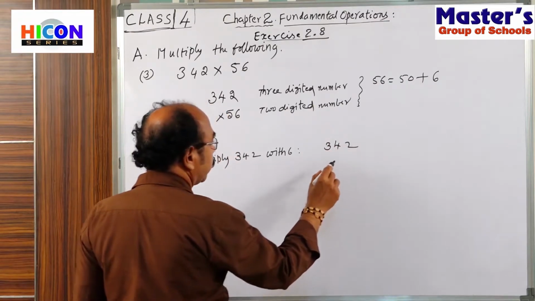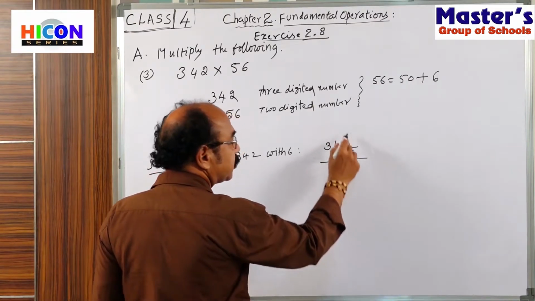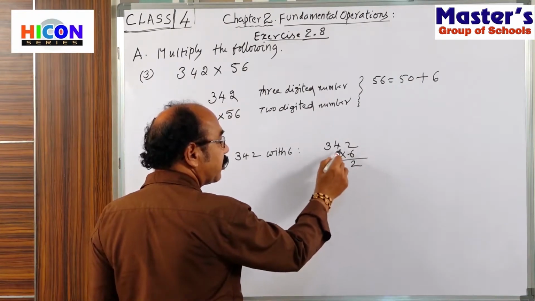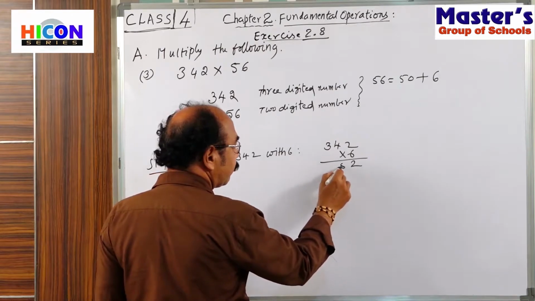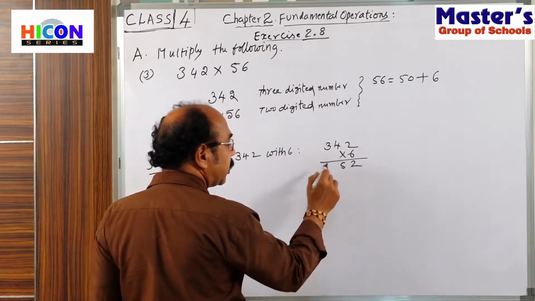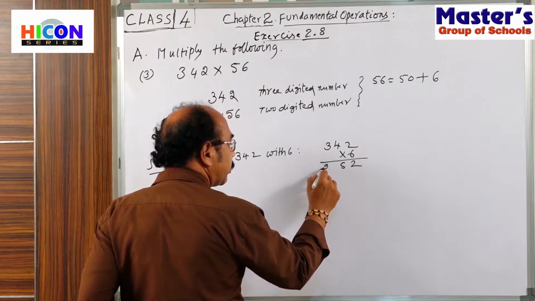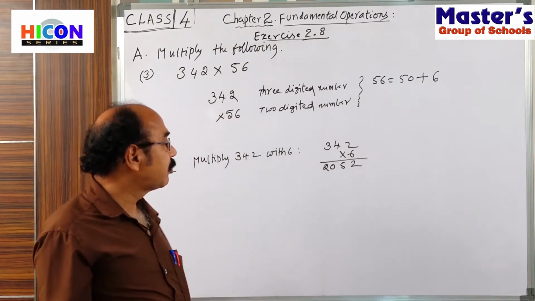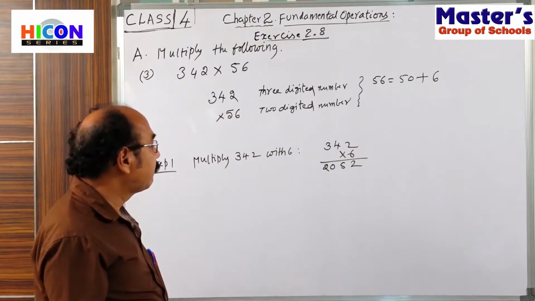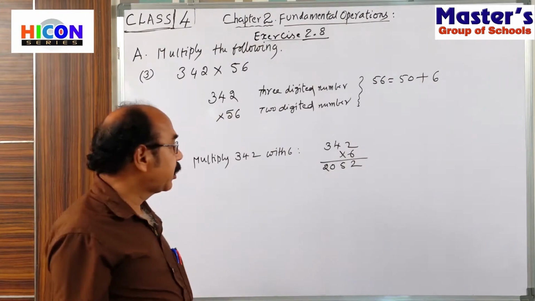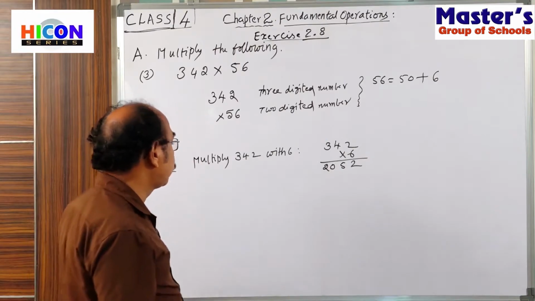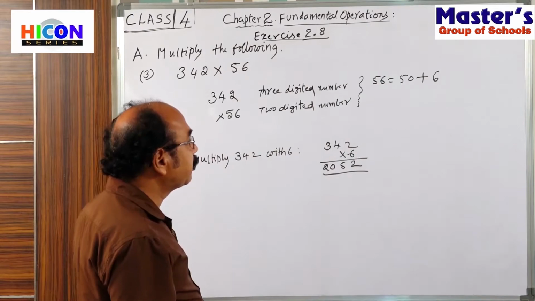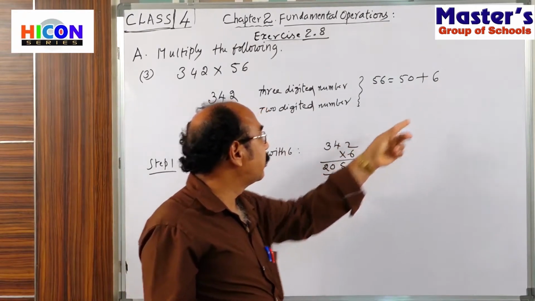342 into 6. 6 2s are 12, 2, 1 is there. 6 4s are 24 plus 1, 25. 5, 2 is there. 6 3s are 18, 18 plus 2, 20. So 2052. In step 1, 342 is multiplied with 6.